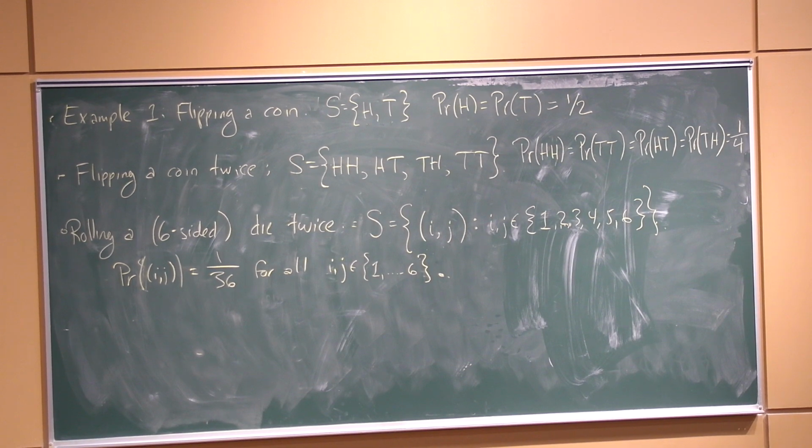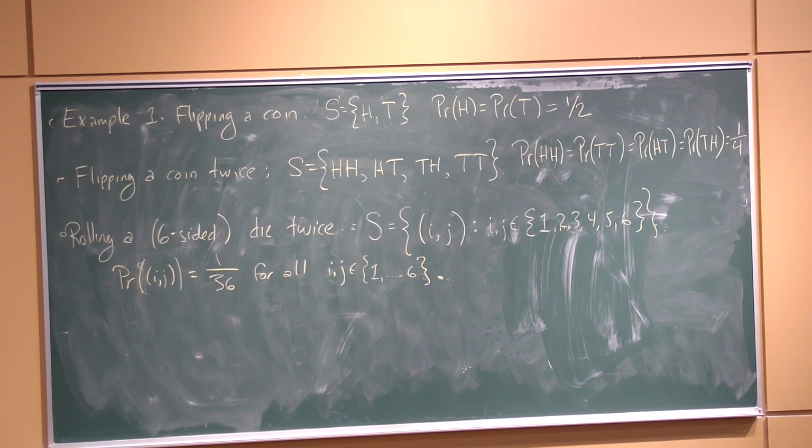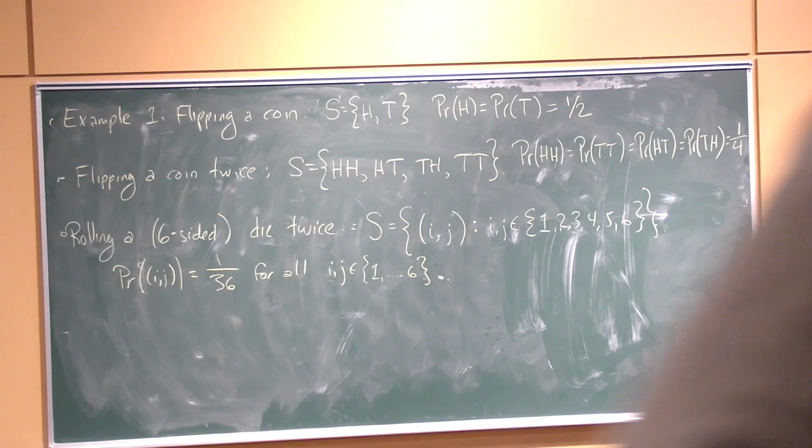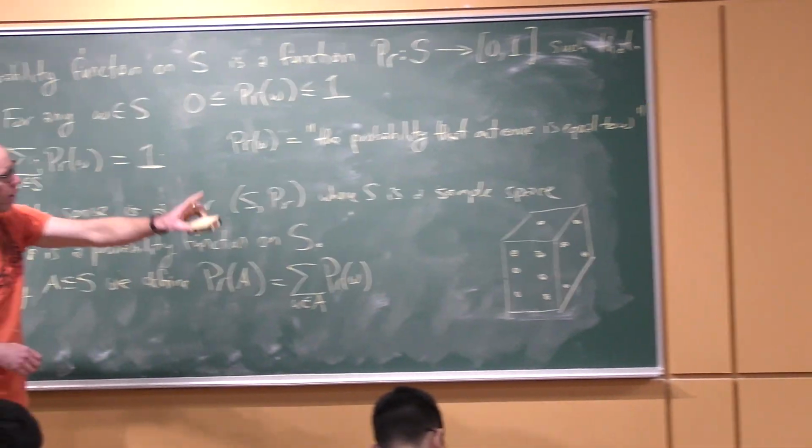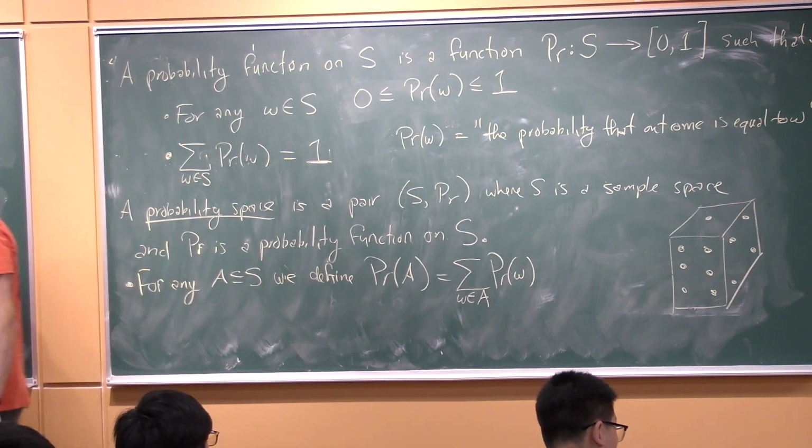Questions so far? That's right, it's the standard thing you do in a game of craps. If you're going to play craps, you better understand that probability space very well. So let's consider that one right there, rolling the 6-sided die.